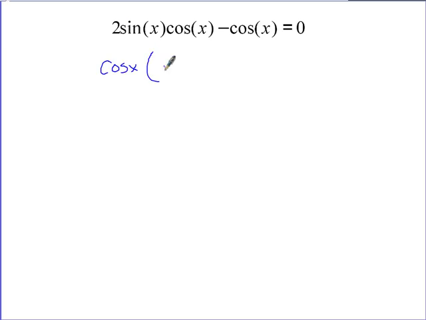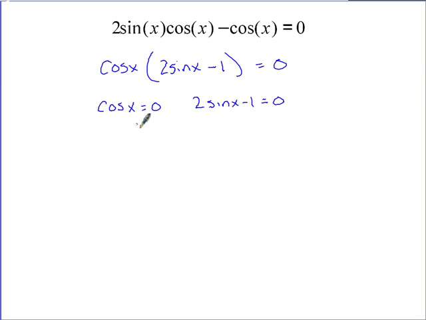And so I would be left with 2 sine x, because this one would go away, and then minus 1 equals 0. And now if we go back to algebra 1 or 2, you remember when we have two factors equal to 0, we're going to set each of them equal to 0. So I have cosine of x equals 0 and 2 sine x minus 1 equals 0. And then we're going to solve both of these.